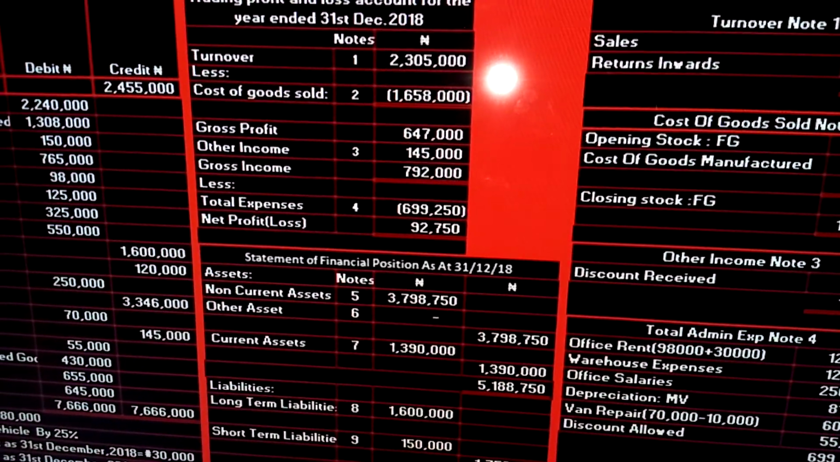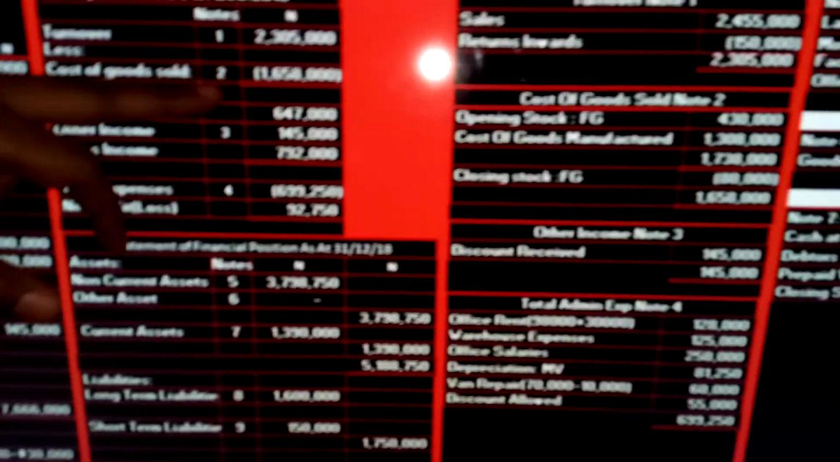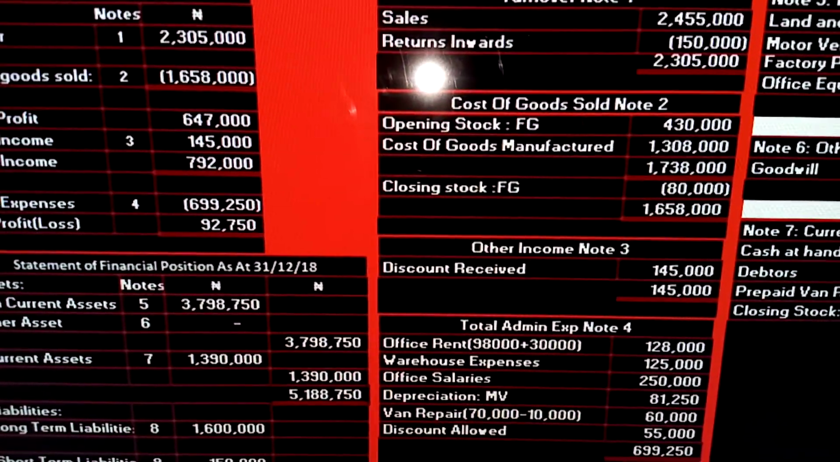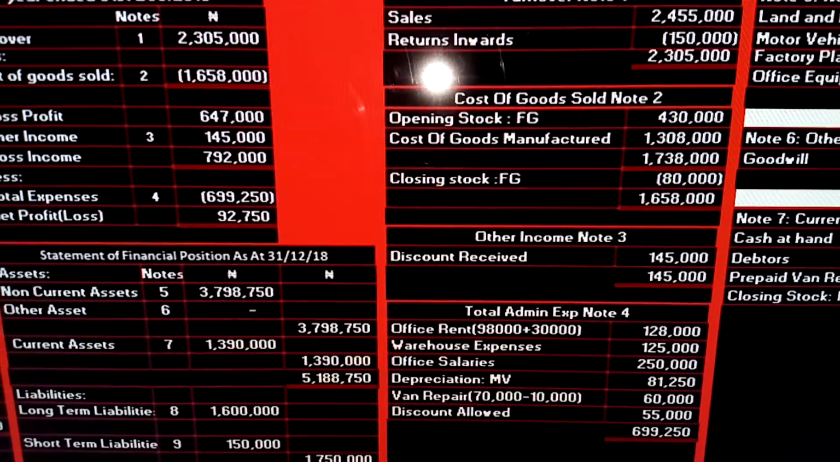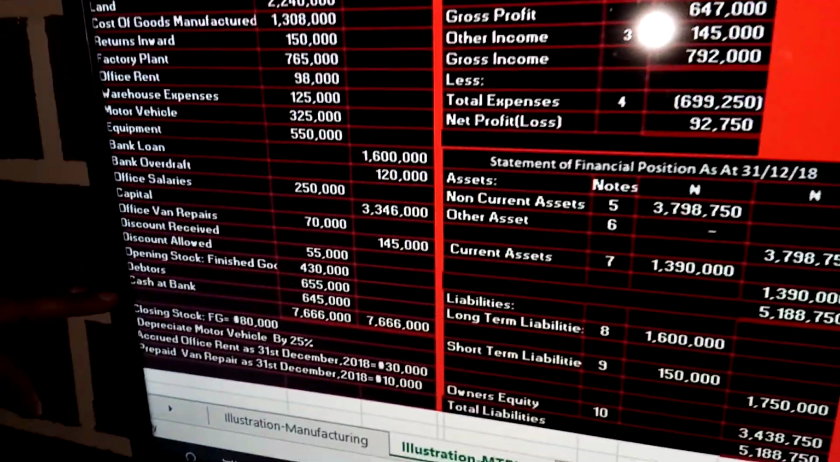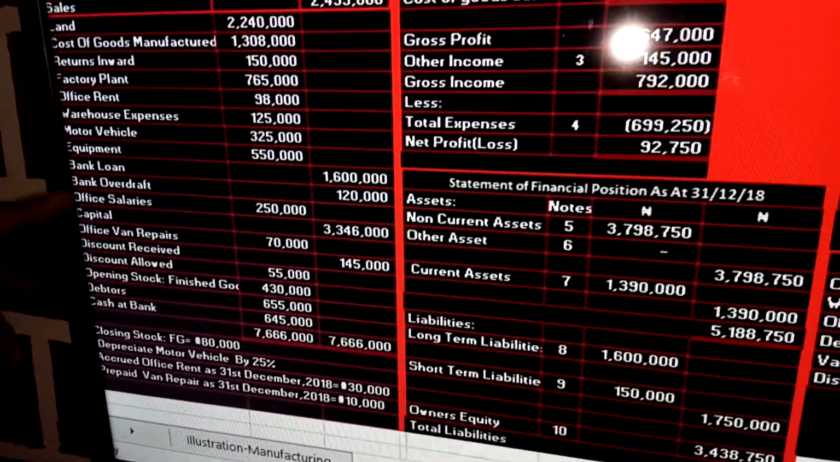The next one is your cost of goods sold. That's note 2. Look at your cost of goods sold, note 2. Remember, we are selling what we manufactured. So it's a function of your opening stock, which is your finished goods, 430,000. It's in the question. What do you have there? Opening stock of finished goods. Where is it?